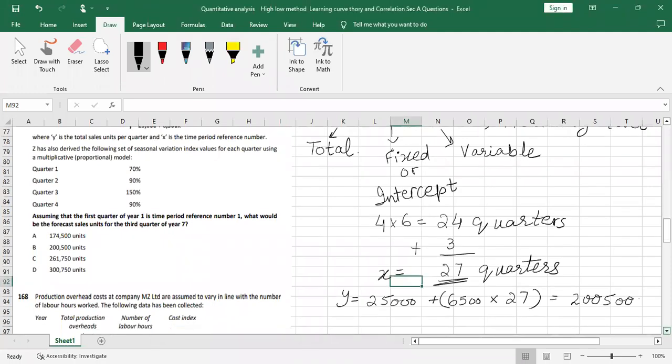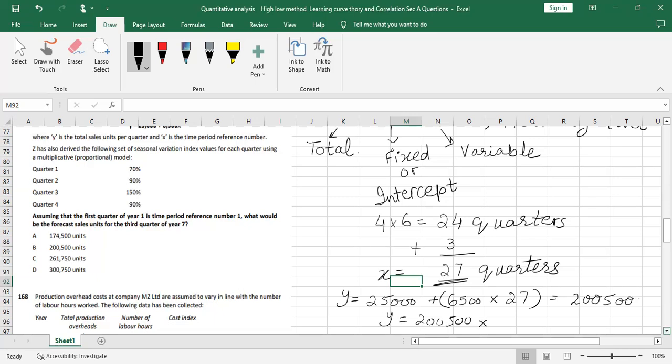Now listen to one thing. You have option B, 200,500. When you are in the exam, you will look at the option and say that my answer is correct and I have scored 2 marks. You have scored nothing because you need to make an adjustment for quarter 3, which is 150%. Whenever you are using this multiplicative approach, or the other approach called the additive model, you will adjust this value of Y. So here Y is equal to 200,500.